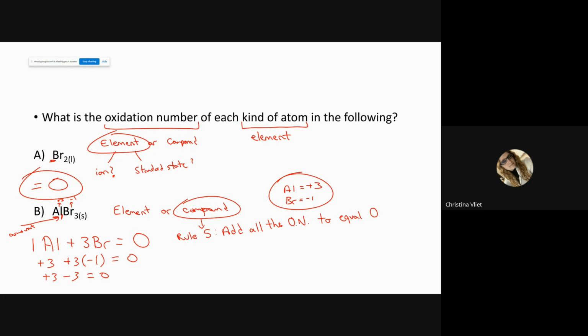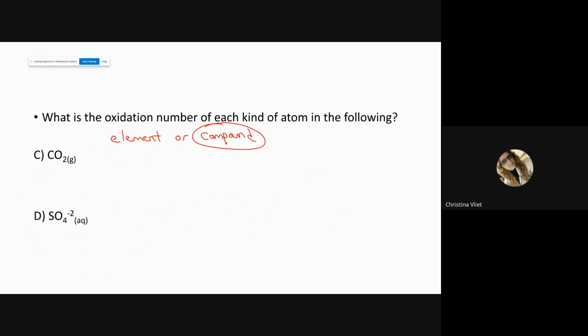Welcome back. Alberto? All right. If we have a compound, the rule we have to follow is that all of the oxidation numbers have to add up to 0. But how will we know what is carbon and what is oxygen? Is there a rule that can tell us one of them? On your list of rules?